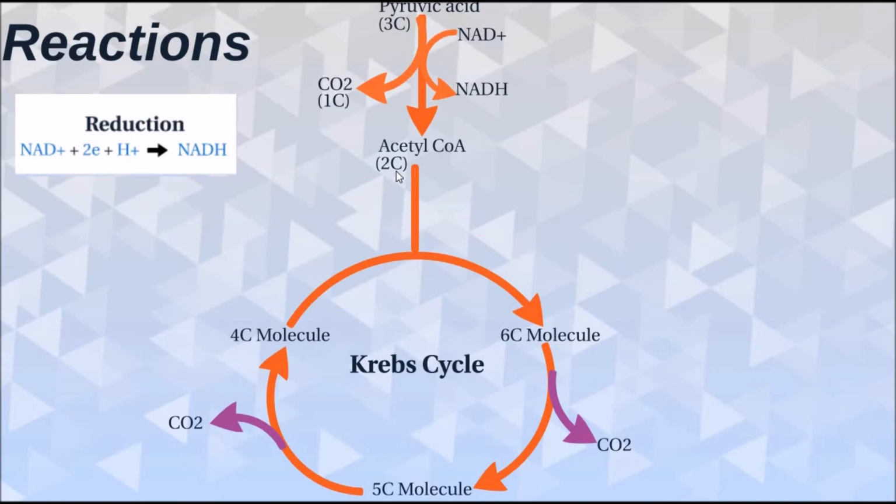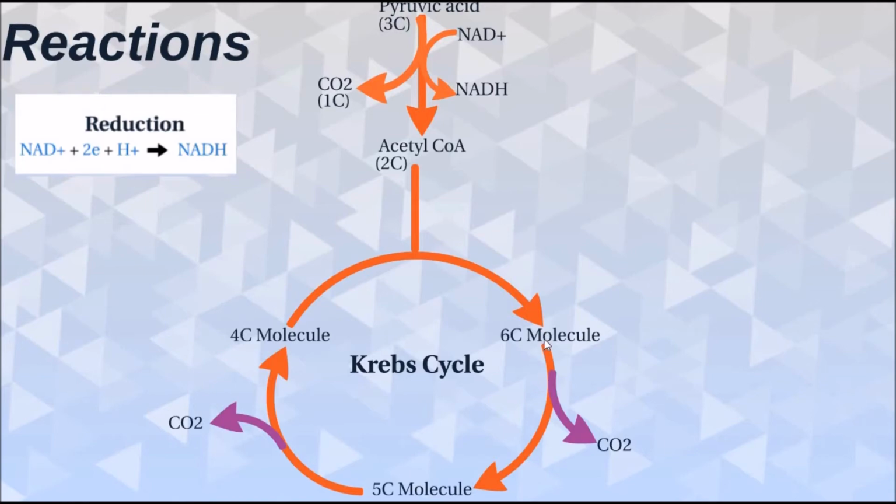The acetyl-CoA, which is a 2-carbon molecule, joins up with a 4-carbon molecule coming in. There's a 4-carbon molecule, which you don't need to know about, but it's called oxaloacetate. Oxaloacetate, or the 4-carbon molecule, joins up with acetyl-CoA to make a 6-carbon molecule, which is citric acid, which is why this is also called the citric acid cycle. So the 4-carbon molecule joins up with acetyl-CoA, a 2-carbon molecule, to make a 6-carbon molecule.